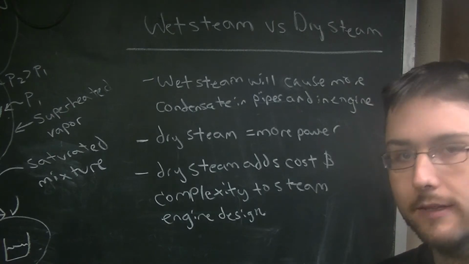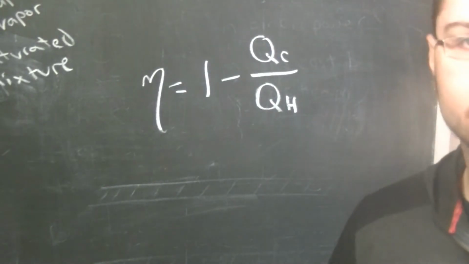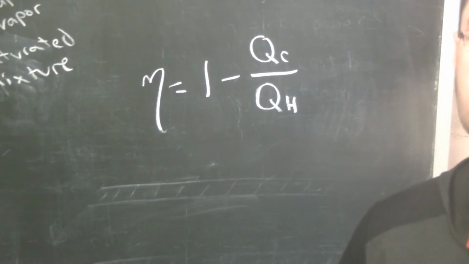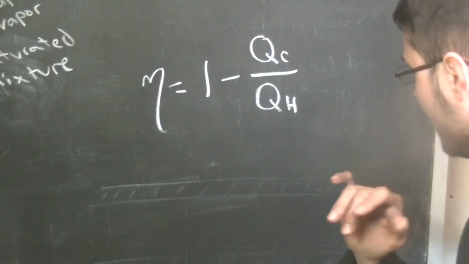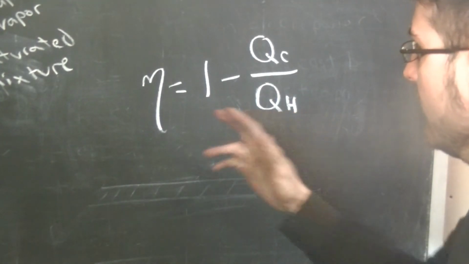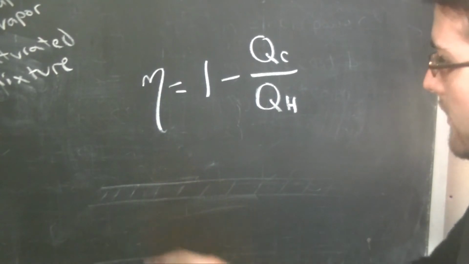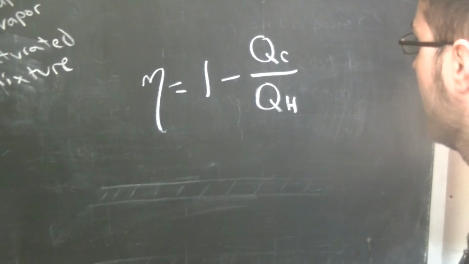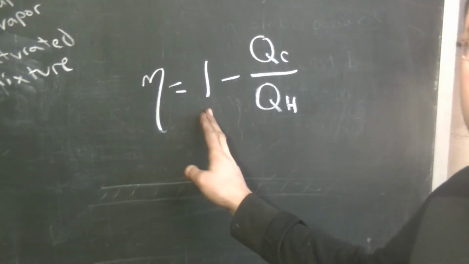It adds complexity. So when I say that superheated steam is more efficient, what exactly do I mean, besides all the things we talked about here? Well, here, this is the Greek letter eta. This is the efficiency of a heat engine. It's essentially one, which means 100%.